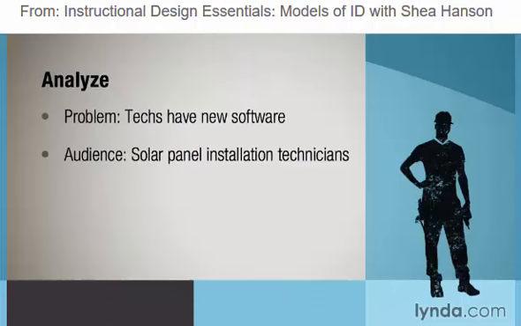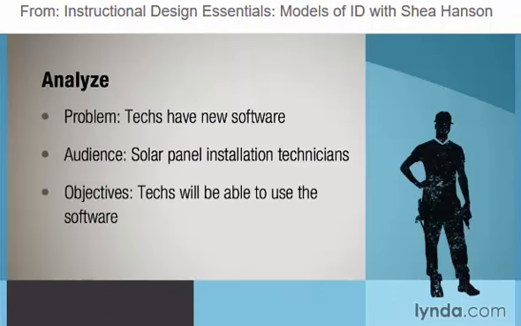Next, the team will create objectives, or what they want the techs to know after they complete the training. Their main objective is this. After completing the training, the techs will be able to use the new software. They may have even more specific objectives, like the time it takes the techs to complete a task or the amount of tasks they're able to complete on a job.